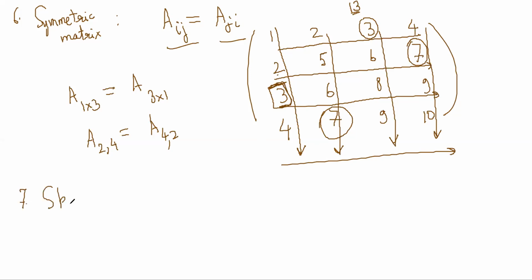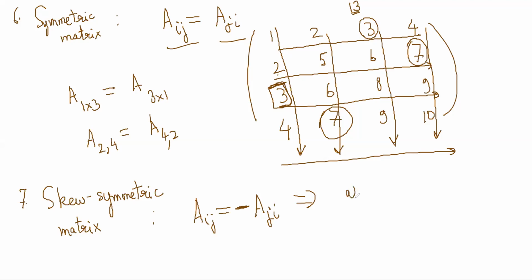Then we have something called a skew symmetric matrix. This is similar to the symmetric matrix definition. The only difference is Aij will be equal to minus Aji. Aij is equal to minus Aji. So this implies that all diagonal elements are zero.